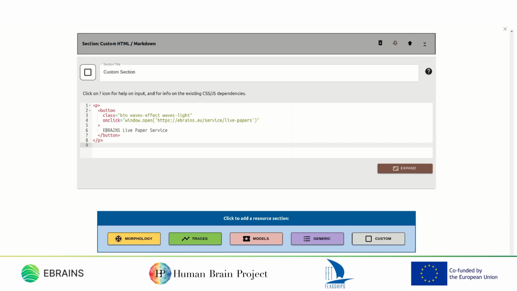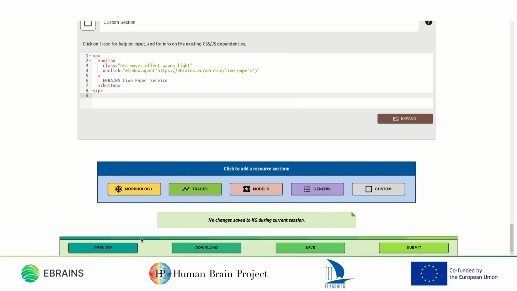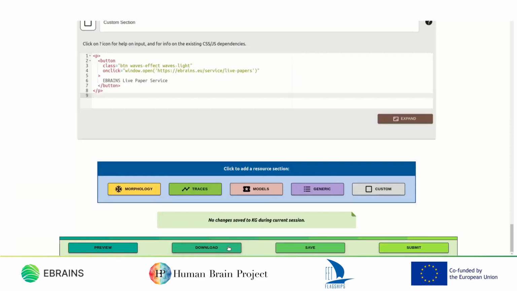the custom section. Now that we have covered all the available resource sections, I would like to switch your attention to this toolbar here at the bottom. It offers you 4 actions, namely preview, download, save, and submit. As we have seen the preview feature in action several times, there is no need to revisit it. Instead, let's directly move on to the next button, the download action.